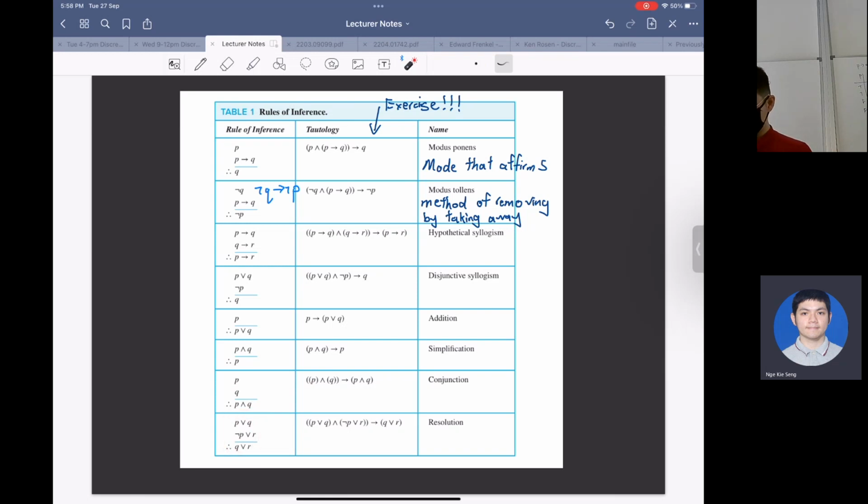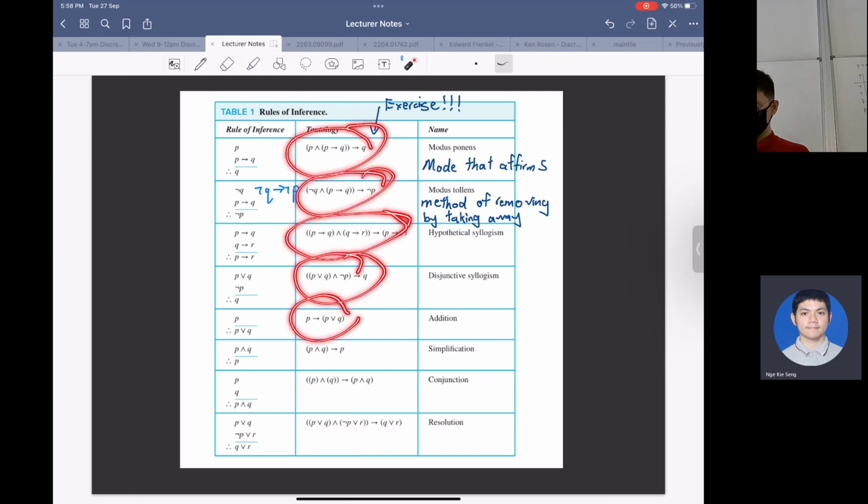You can look at this one. Not much comment, but why are these true? Actually, you can show that these are from the tautology. This exercise, try at home. Okay, these are exercises.